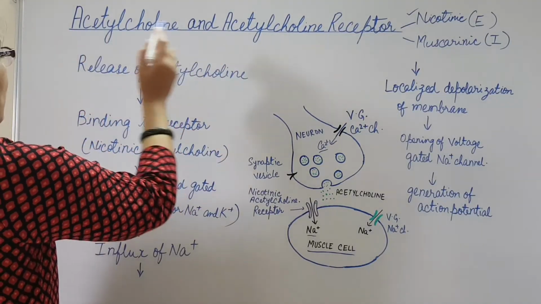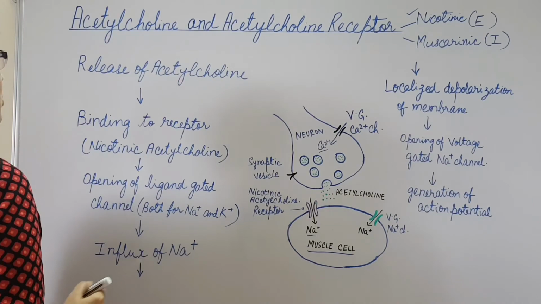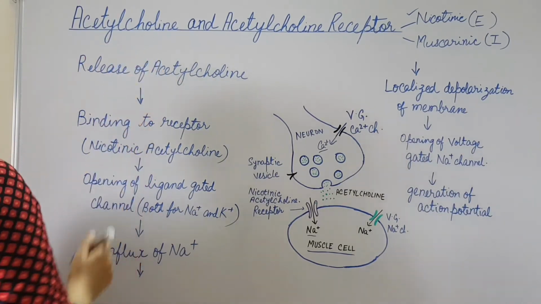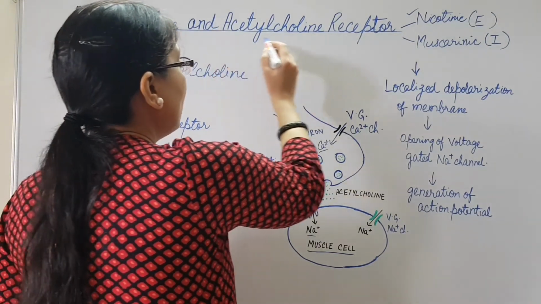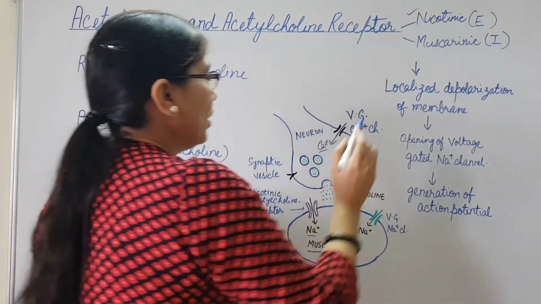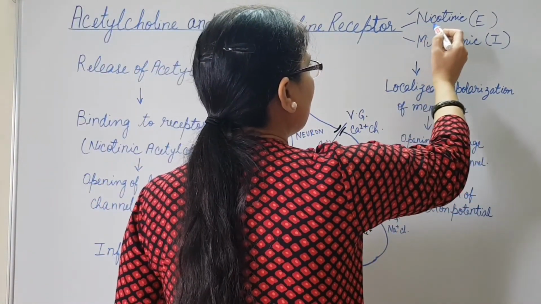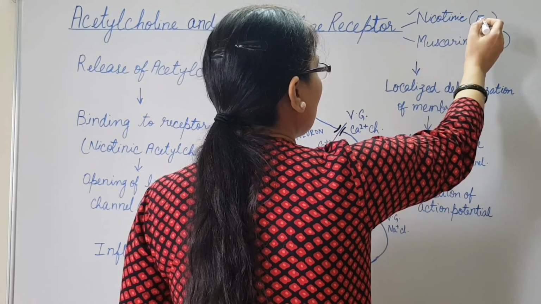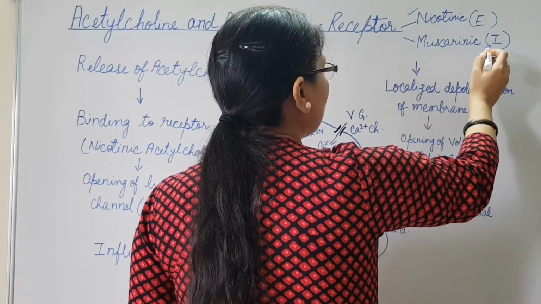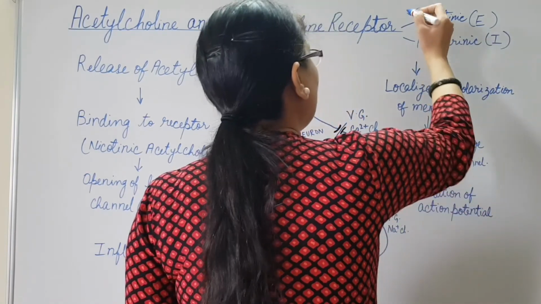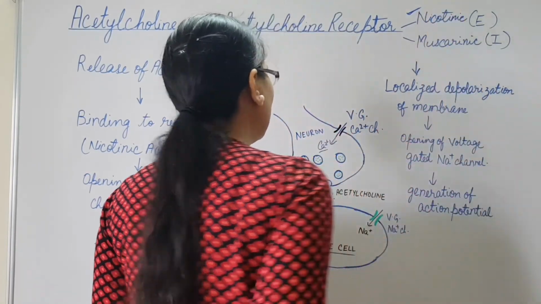Acetylcholine and acetylcholine receptor. Acetylcholine is a neurotransmitter that produces both excitatory and inhibitory responses. This is because of the acetylcholine receptor. There are two types of acetylcholine receptor: the nicotinic acetylcholine receptor, which is an excitatory receptor, and the muscarinic acetylcholine receptor, which is an inhibitory receptor. Let us see this nicotinic acetylcholine receptor.